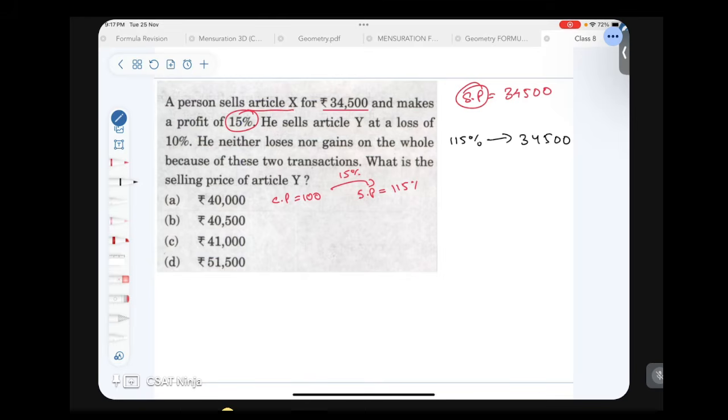Now, 1% will be how much? 1% will be 34512 divided by 115. This is 115.